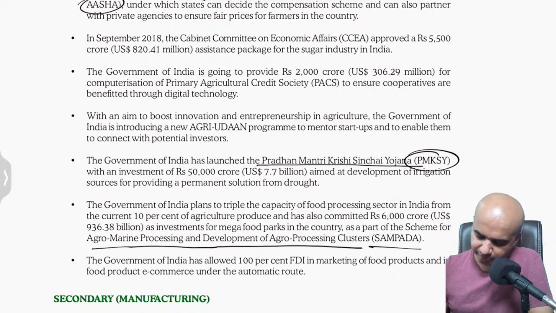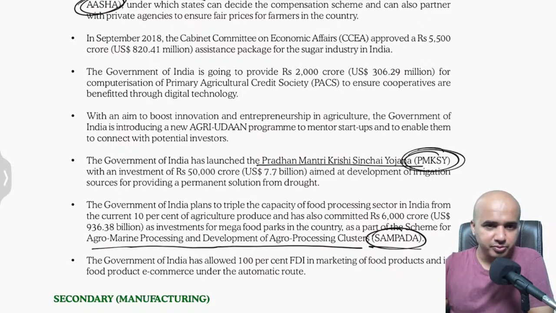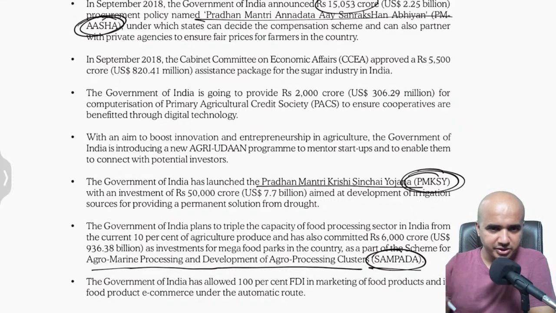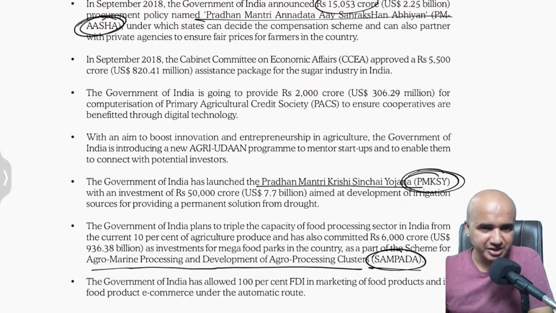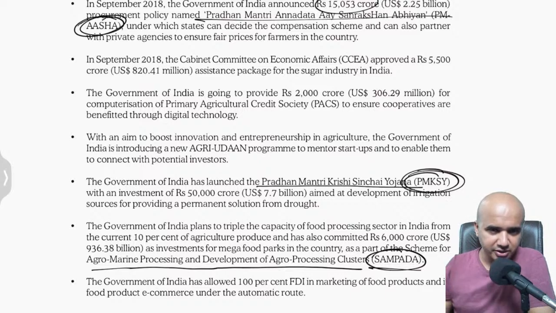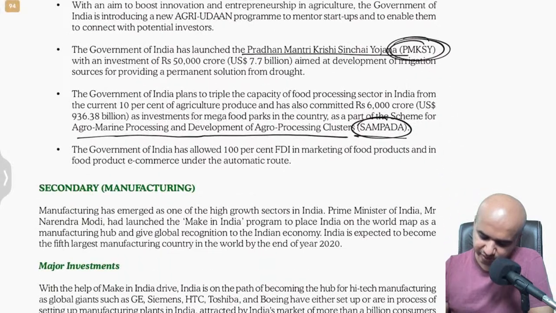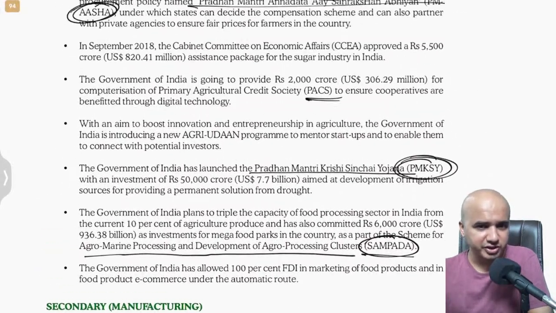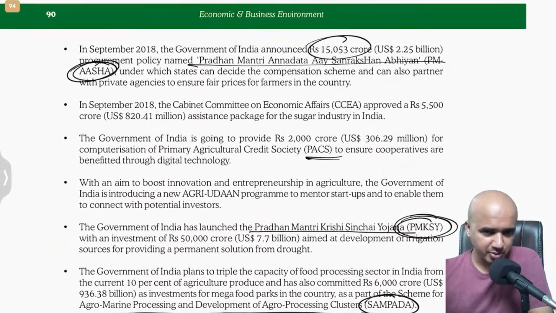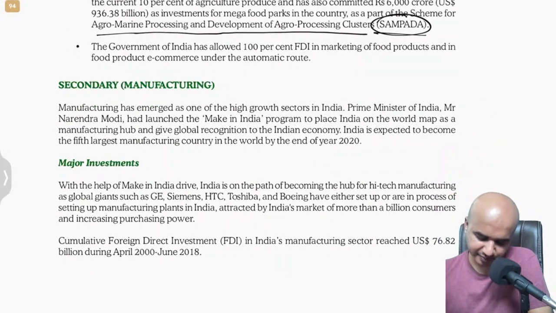So because these are all catchy acronyms, I would suggest try to remember the full forms of these acronyms. It is important that you remember. You may never know, they may ask. It's easy to ask questions based on this. Then we have PACS, Primary Agricultural Credit Society. Okay, what they do, what is the amount which they have spent, all those things you will not be able to remember. Forget about it, but at least the names you can easily remember.